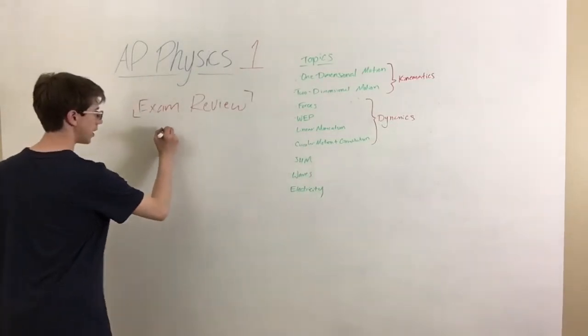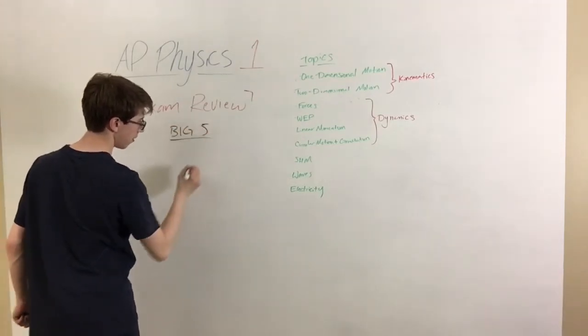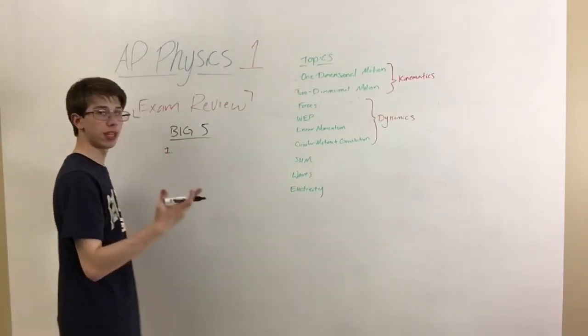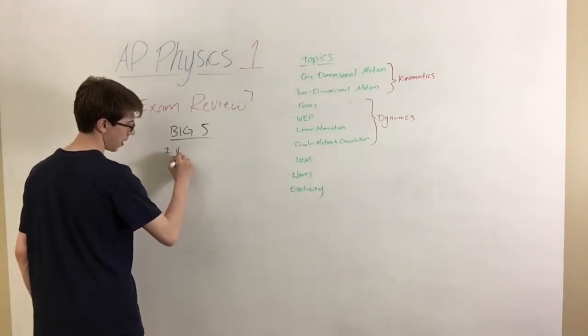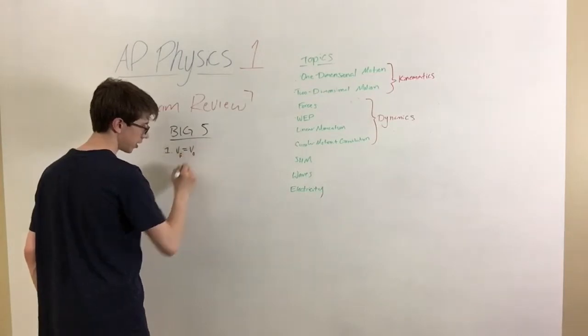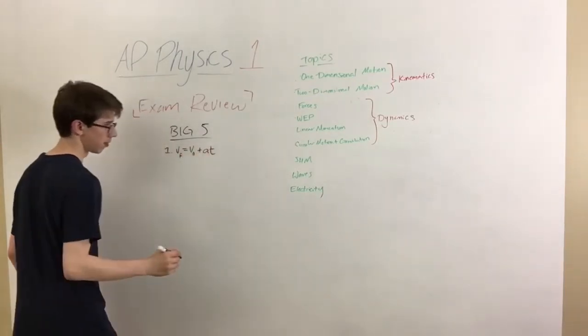So let's list out the big 5. The first one is going to be V final, which is the final velocity, is equal to the initial velocity plus the acceleration times the time.